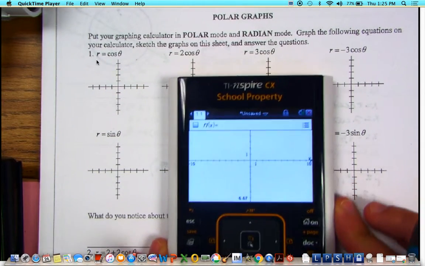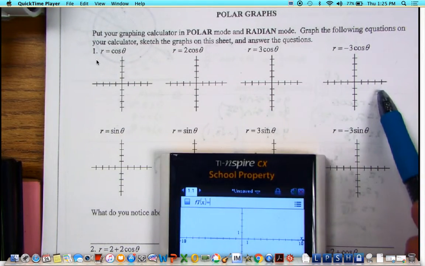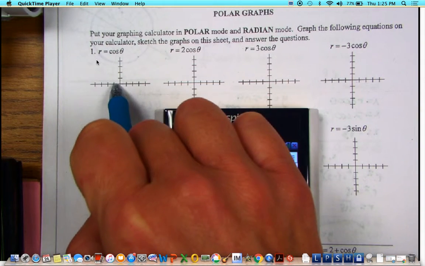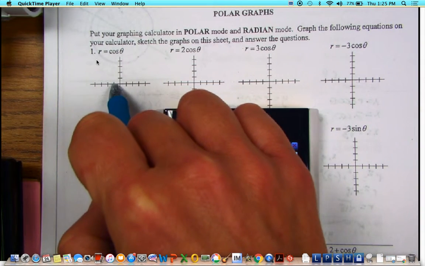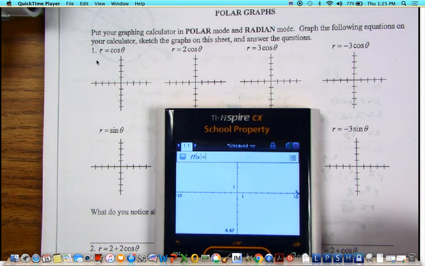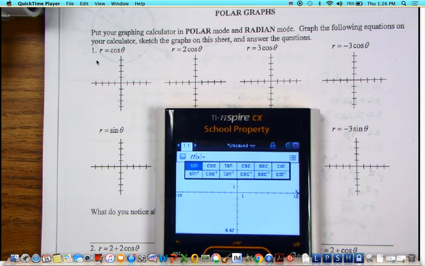Okay, and we can look at this whole little family of graphs. If you look right here, all of these deal with cosine. Do you remember what cosine theta looks like? It is a circle, a straight up circle. Okay, so here we'll just look at it in case you don't remember.